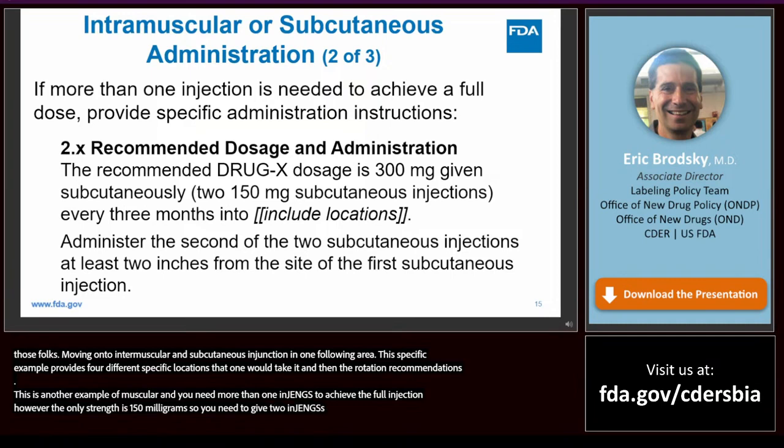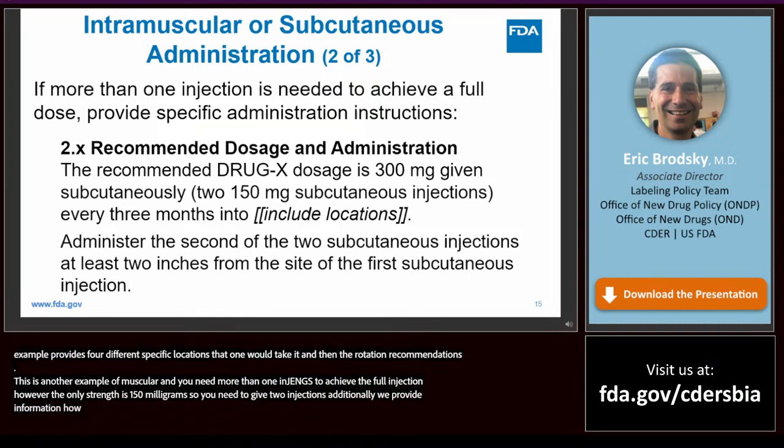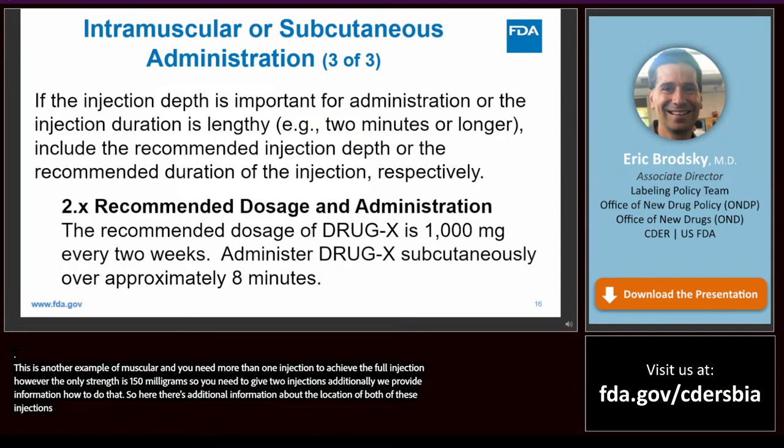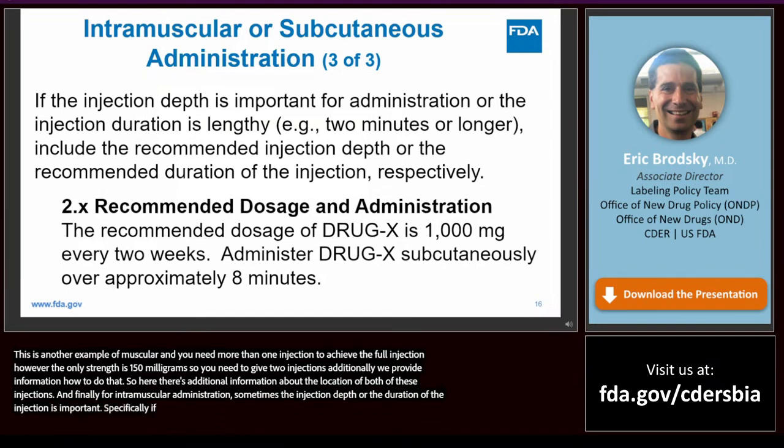Additionally, we provide information about how to do that. You give it at least 2 inches from the site of the first subcutaneous injection. So there is additional information about the location of both of these injections. And finally, for intramuscular or subcutaneous administration, sometimes the injection depth or the duration of the injection is important, specifically if the duration is lengthy.